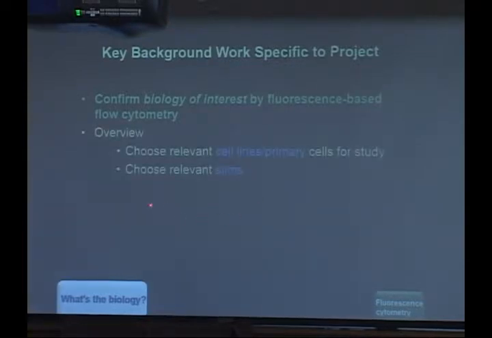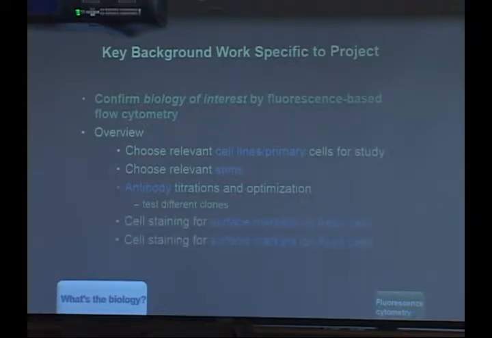And again, with the fluorescence foundational work, choose the relevant cell lines. They might be primary cells, the relevant stims, the antibodies, titrations and optimization, testing different chromes, really important. I'll show you an example of that, which I put in later. It's not in your handout. And then cell staining for surface markers on fresh cells, on fixed cells, and intracellular signaling proteins.